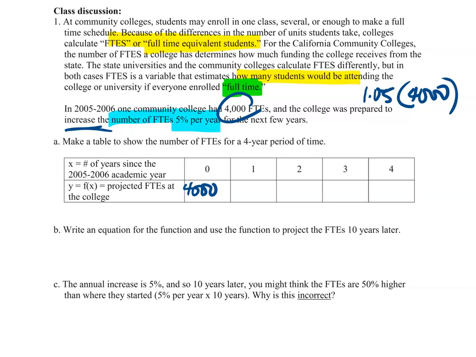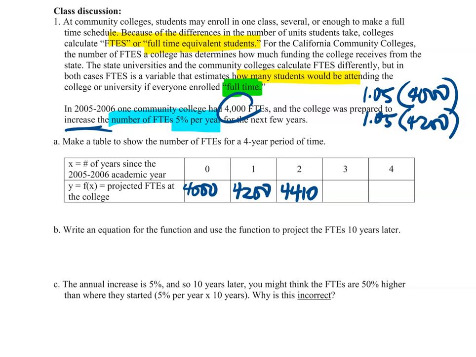So now what is 1.05 times 4,000? That is going to be 4,200. So increase by 5% every year. So next, increase by 5% again. That is 1.05 times 4,200. So that is 4,410.